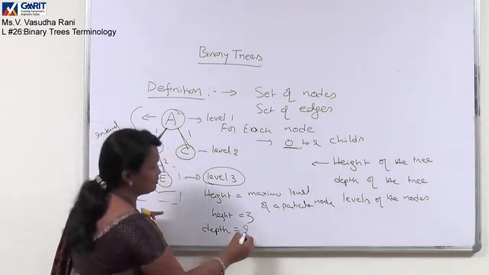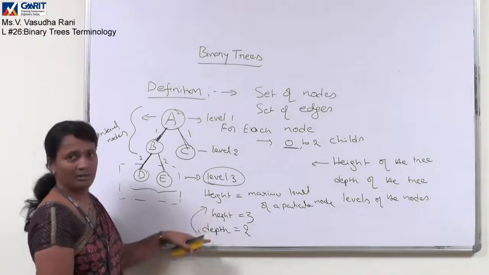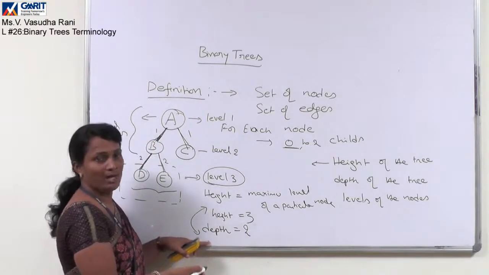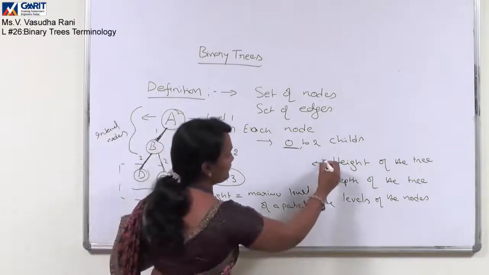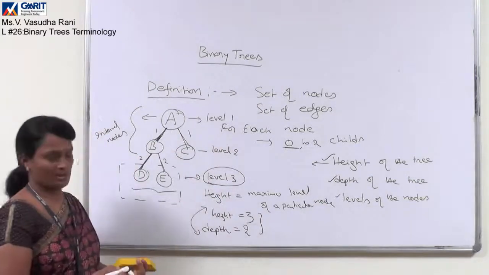Here it is 2. So among height and depth also we can find a relation, height equal to depth plus 1 or depth equal to height minus 1. And this is all about height, depth and level of the nodes.